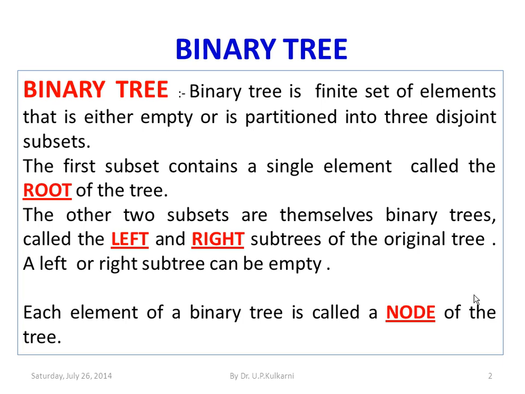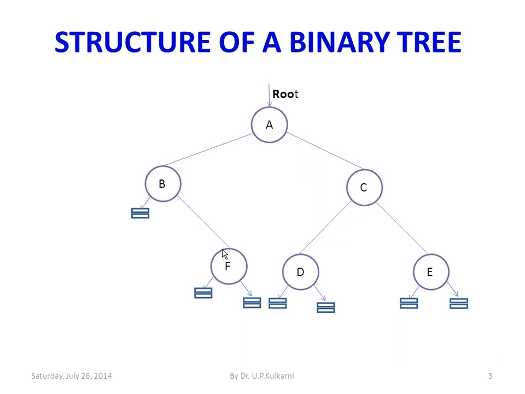Let's get into a few fundamental aspects of binary tree. A binary tree is a finite set of elements that is either empty or is partitioned into three disjoint subsets. The first subset contains a single element called the root of the tree. The other two subsets are themselves binary trees, called the left and right subtree of the original tree. A left or right subtree can be empty. Each element of a binary tree is called a node of the tree.